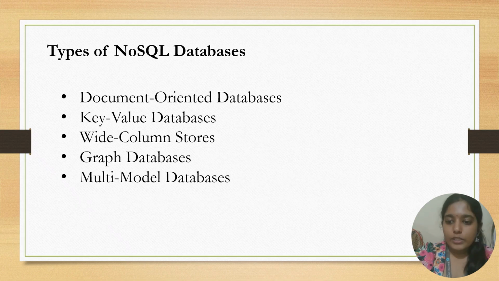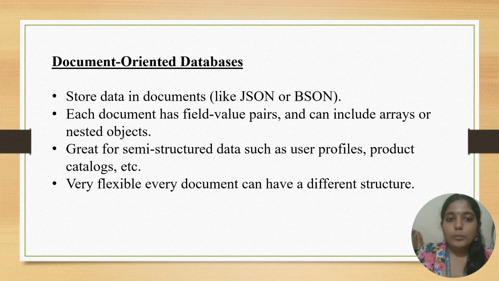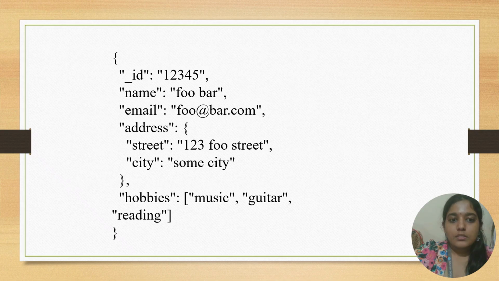These are the types of NoSQL databases, that is document-oriented databases, key value, wide column stores, graph database, multi-model database. Document-oriented databases store data in the form of documents, that is in JSON format. Each document has field value pairs and can include arrays or nested objects. Great for semi-structured data such as user profiles, product catalogs. Very flexible, every document can have a different structure. This is how a document-oriented database looks like.